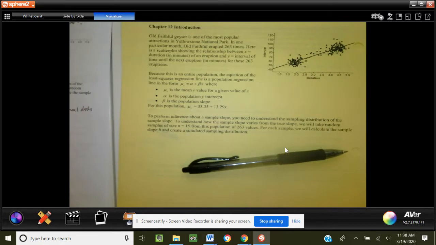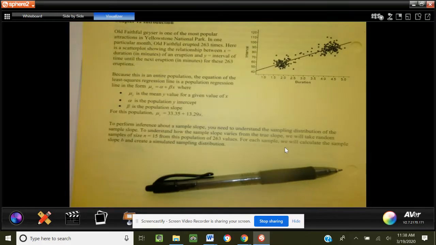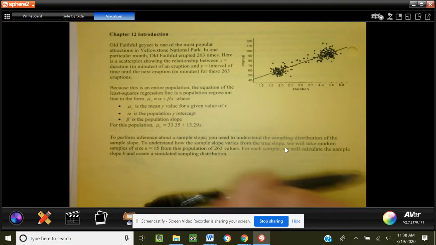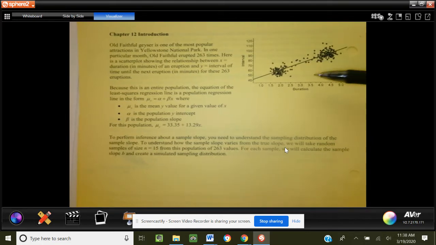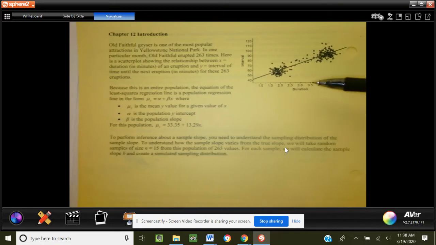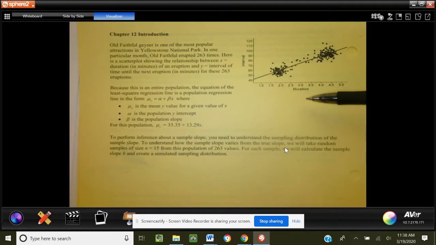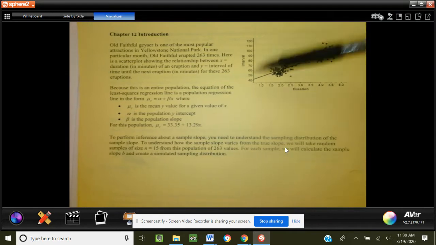All right, so if you look here on the first page of the chapter 12 notes, you'll see that they've got a linear model represented here. So this is the duration of an eruption for Old Faithful and looking at how that relates to the interval before the next eruption.